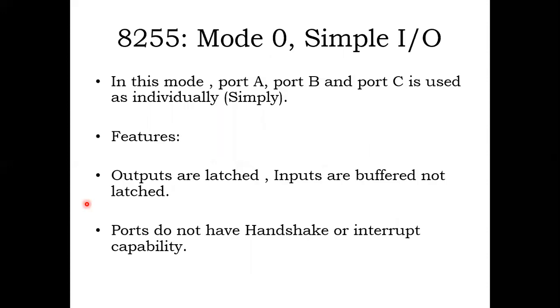Then the modes of 8255. The 8255 works in different modes: mode 0, mode 1 and mode 2, then bit set reset mode. First, mode 0, the simple input output mode. In this mode, port A, port B and port C are used individually, simply. Features: outputs are latched, inputs are buffered not latched, and ports do not have handshake or interrupt capability.